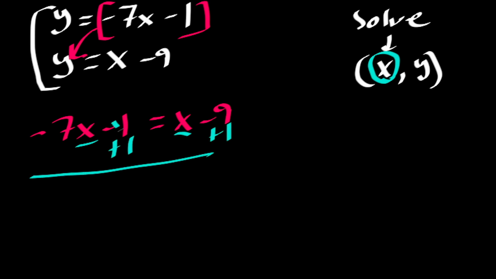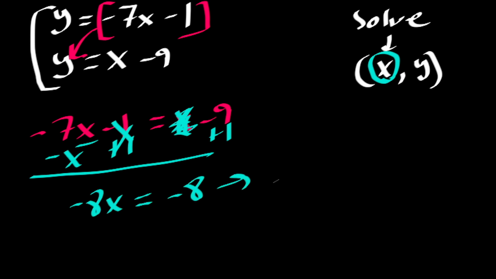So we're going to add 1 on each side. We need to move our variable to one side, so we're going to subtract x to get rid of this one. So negative 8x equals negative 8. And then hopefully we can divide this out. If we divide both sides by negative 8, x equals positive 1. I almost said negative 1.